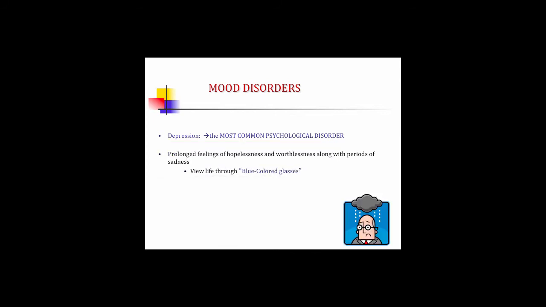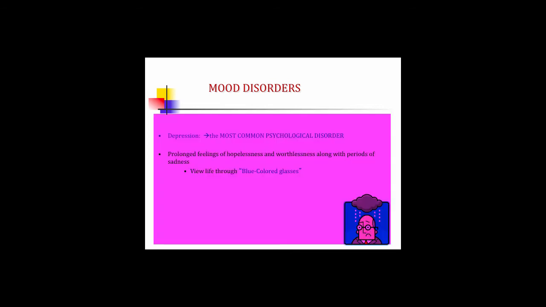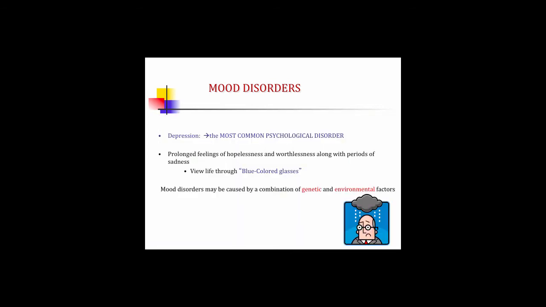An example may be viewing life through blue-colored glasses, as opposed to the optimist who views life through rose-colored glasses. Mood disorders may be a combination of genetic and environmental factors, and this goes back to what we talked about previously as the diathesis stress hypothesis, that you may have a pre-existing genetic vulnerability and you then experience some type of stressful situation in your environment that triggers this mood disorder.